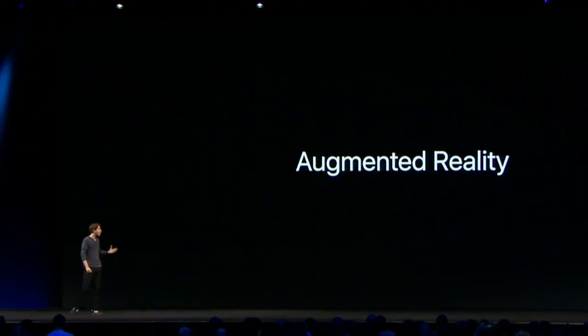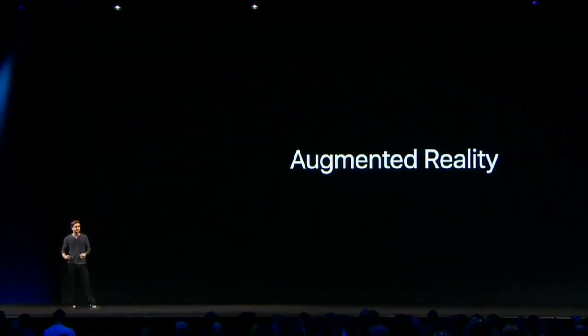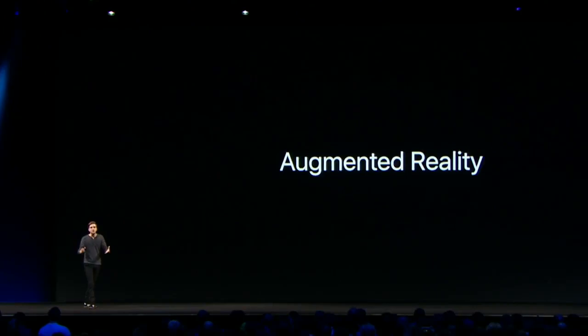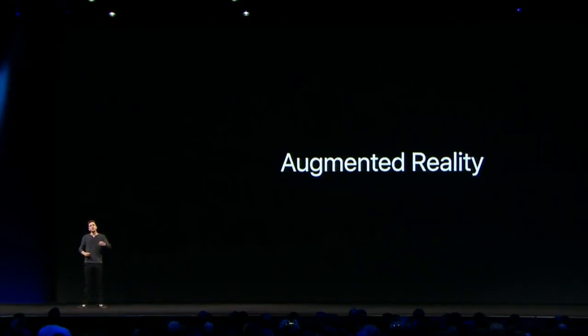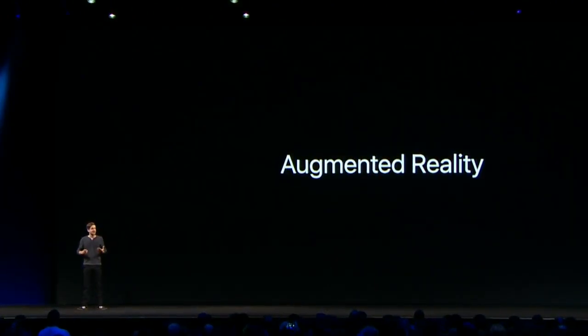But first, what is augmented reality? Augmented reality is creating the illusion that virtual objects are placed in the physical world. It's using your iPhone or your iPad as a lens into a virtual world based on what your camera sees. Let's take a look at some examples. We gave a group of developers early access to ARKit, and here's what they made. This is a sneak peek at some things you might see in the near future.